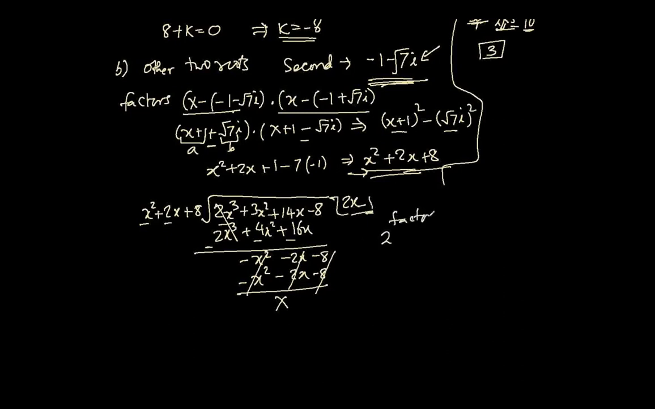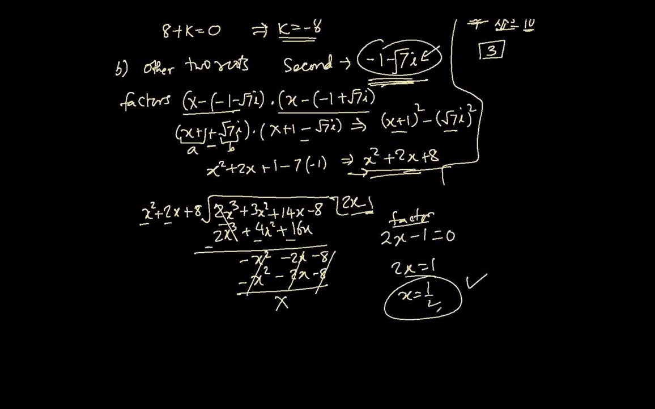So your third root, we got, this is a factor. They're asking about the roots, so to convert this into a root, make it equal to 0. 2x minus 1 equal to 0, 2x is equal to 1 and x is equal to half. This is the third root. We had the second root already, this one. One root was given in the question, and this is the third one.